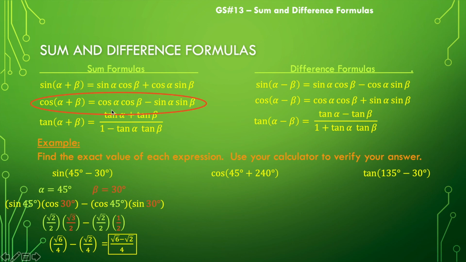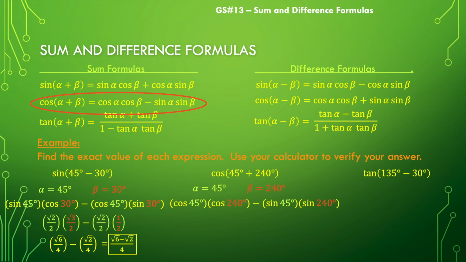That means that I need to identify my alpha and my beta. Okay, alpha is going to be 45 degrees, and beta is going to be 240 degrees. Now I can take those and sub them in for alpha and beta throughout my formula. So the cosine of alpha will become the cosine of 45 degrees. The cosine of beta will become the cosine of 240 degrees, minus the sine of alpha, which is the sine of 45 degrees, times the sine of beta, which is 240 degrees. So we have something that looks like this.